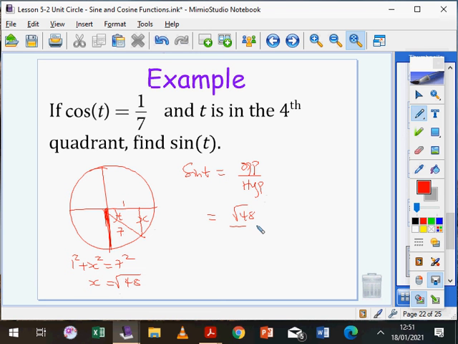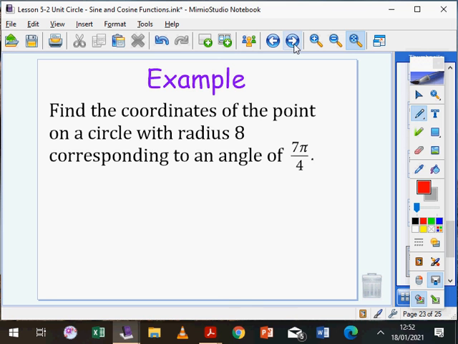Find the coordinates of the point on a circle with radius 8 corresponding to the angle 7 pi divided by 4. Radius is 8. Okay, 7 pi divided by 4. What's that angle in degrees? Remember, pi is 180, so 180 divided by 4. It's being divided by 4, that's 45.